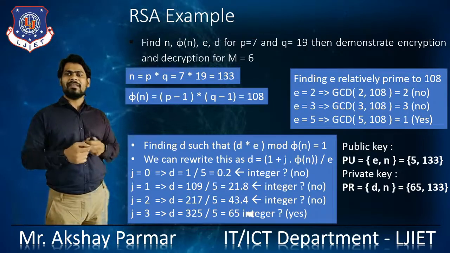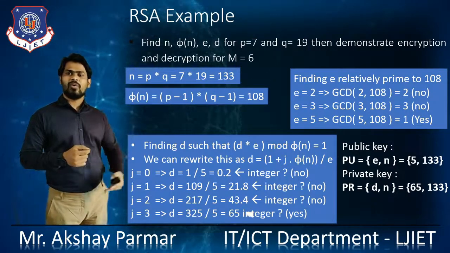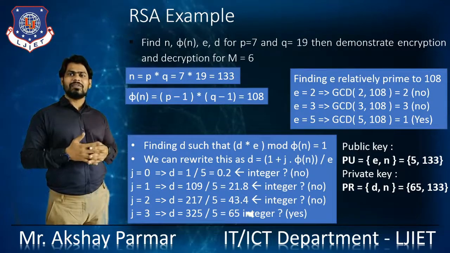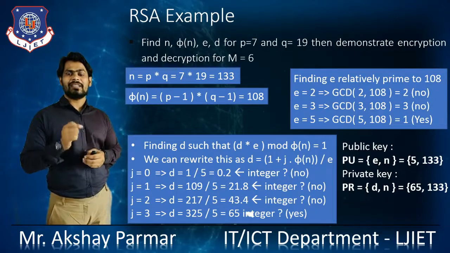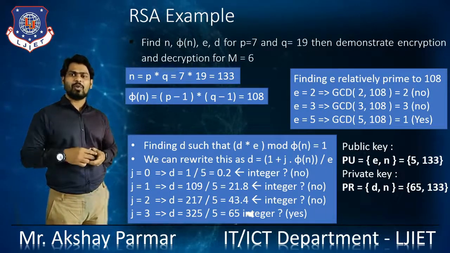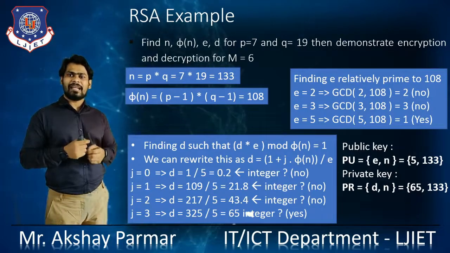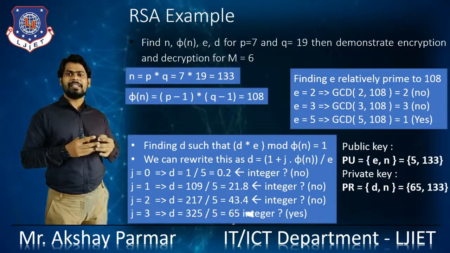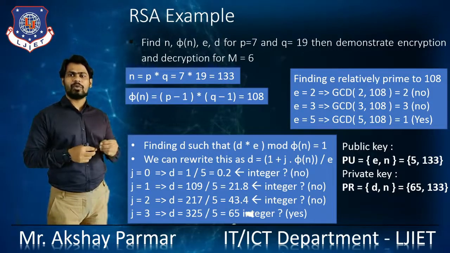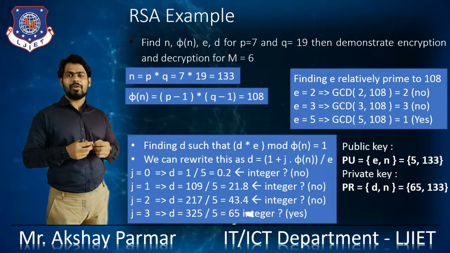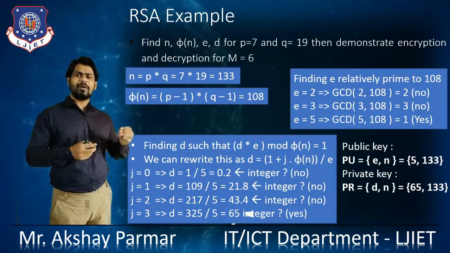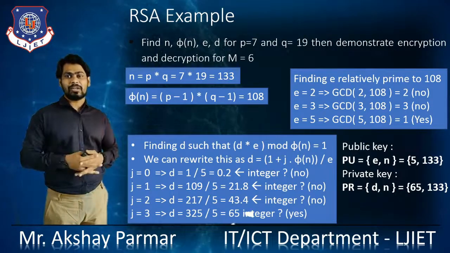So if we are selecting j equal to 0, 1, 2, 3, 4 and so on, what are we getting? We are getting d equal to 1/5 if we take j equal to 0, which is not an integer. After that, if we select j equal to 1, we get 21.8, which is not an integer. If we select j equal to 2, we get d equal to 217 divided by 5, which is 43.4, which is not an integer either.